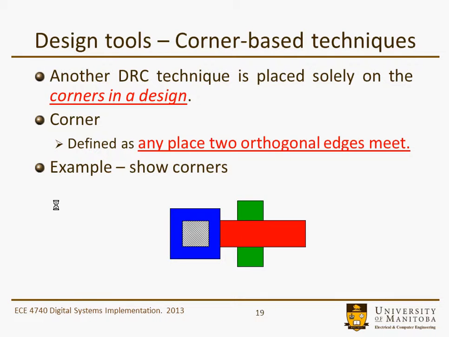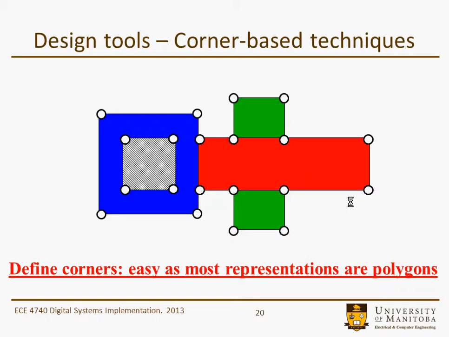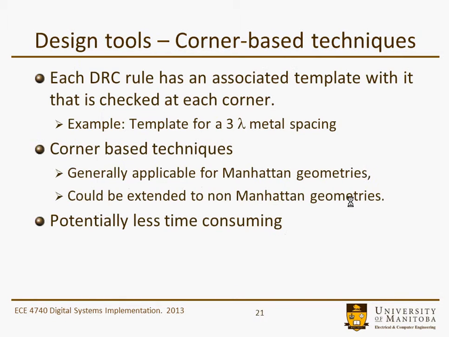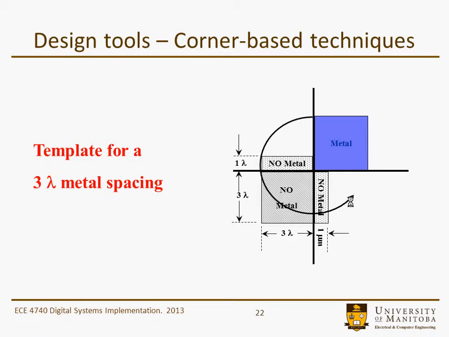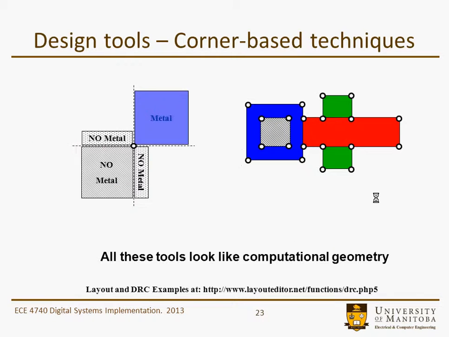Other types of DRCs are based on corners, because all the polygons are typically defined as corners, so it's a matter of scanning through all of the corners associated with a polygon in a given layer and making sure that you don't have a design rule violation. Again, it would be template based, and here's a simple example of one based on a 3 lambda metal separation. That would be the template, and that would basically be the corner, and it can rotate depending on the orientation of the corner, making sure that you don't have metal that would be infringing on this metal here, which would make it a design rule violation.